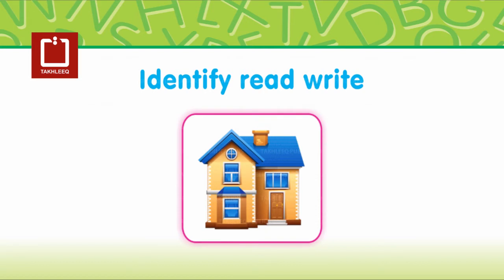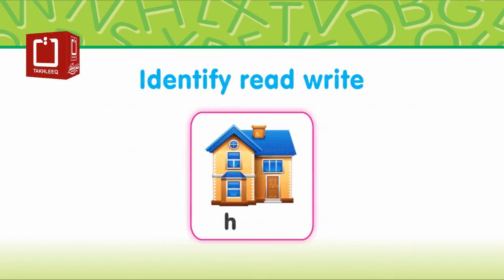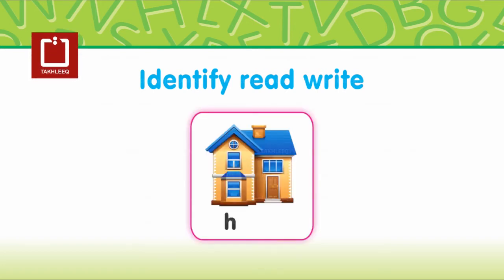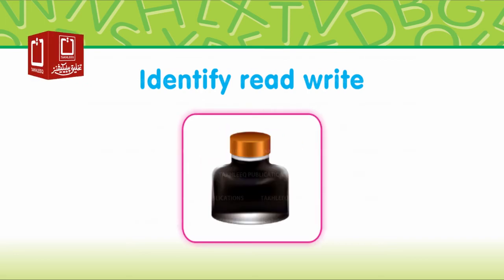We see here the picture of a house. Now we say the spellings of house. H O U S E, house, घर. So we write H O U S E, house, घर, on lines.